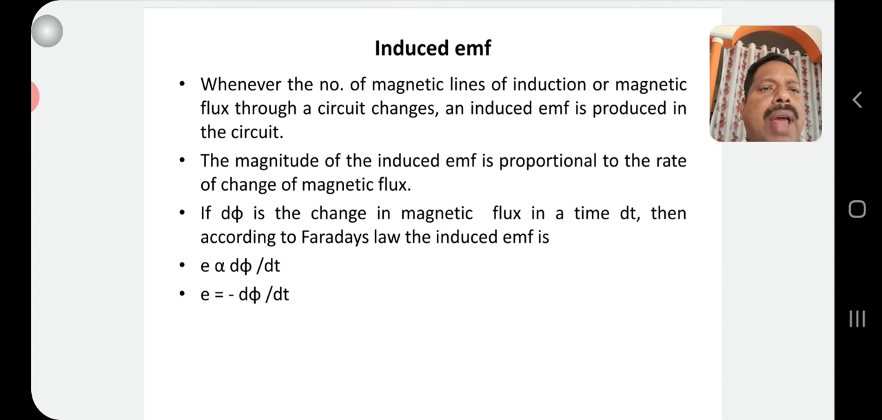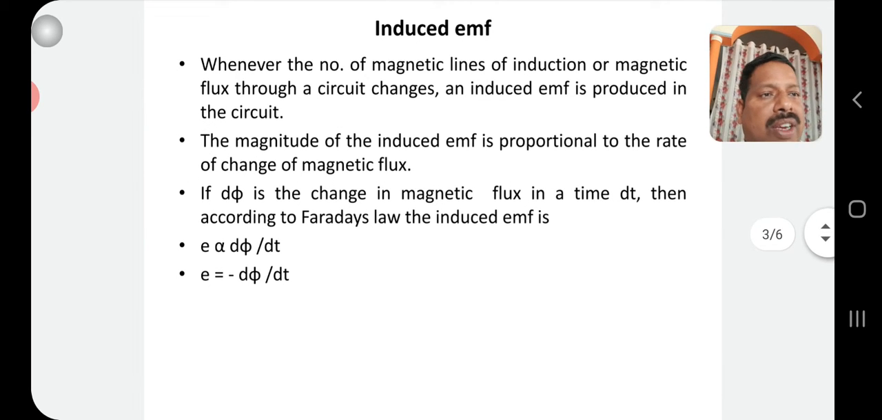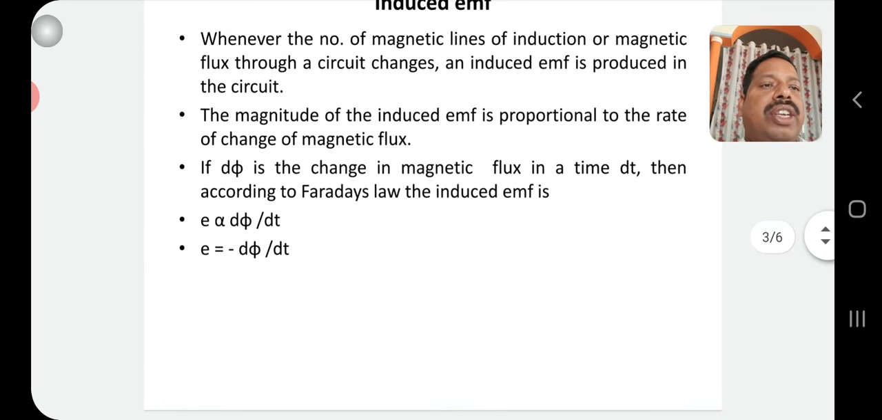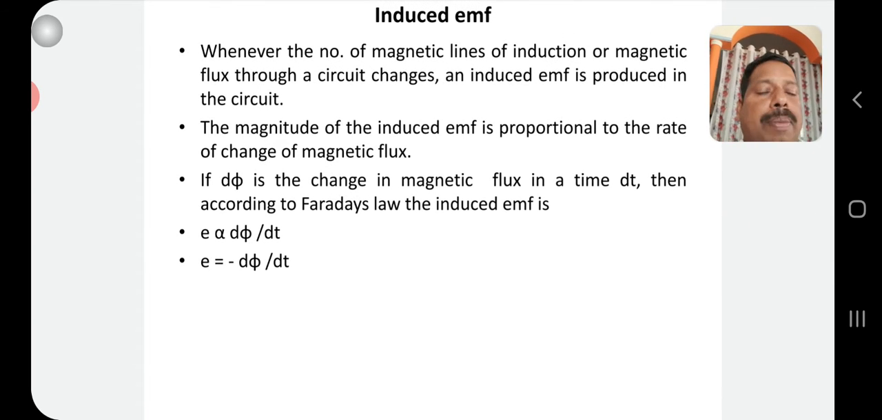Whenever the number of magnetic lines of induction or lines of force or magnetic flux through a circuit changes, an induced EMF is produced in the circuit. Whenever the magnetic flux linking with the coil changes, an EMF is induced in the circuit or coil. This is in accordance with Faraday's first law. The magnitude of the induced EMF is proportional to the rate of change of magnetic flux. The time rate of change of magnetic flux will decide the magnitude of the induced EMF in the circuit or coil. That is given by Faraday's second law.